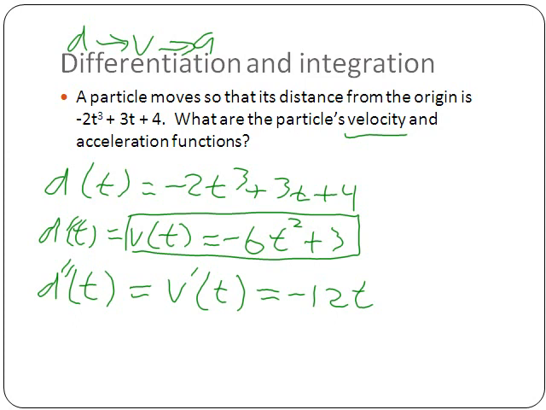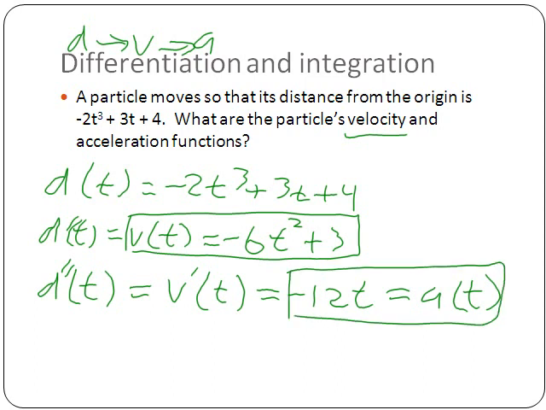Plus 3. 3 is a constant. Take the derivative of it, you basically get nothing. So I end up with v prime of t is equal to negative 12t. And that would be my acceleration, because the derivative of the velocity gives the acceleration.